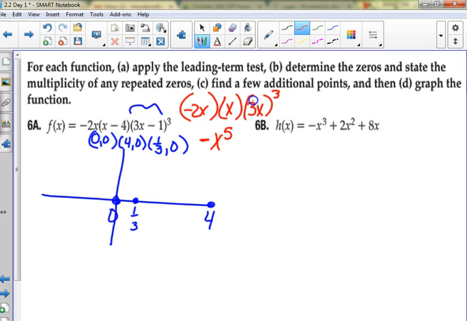So you could have not even worried about this 3 and this 2 as long as you remembered it was negative, okay? So we have a negative, so what shape should that be? Let's see, a cubic is that way, but a negative, we have to flip it over, right? So it's going to come from the top. Okay. Oh, we need to write multiplicities.